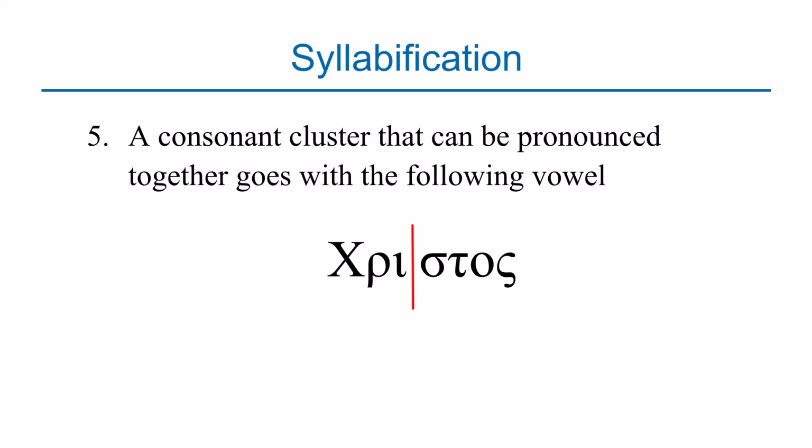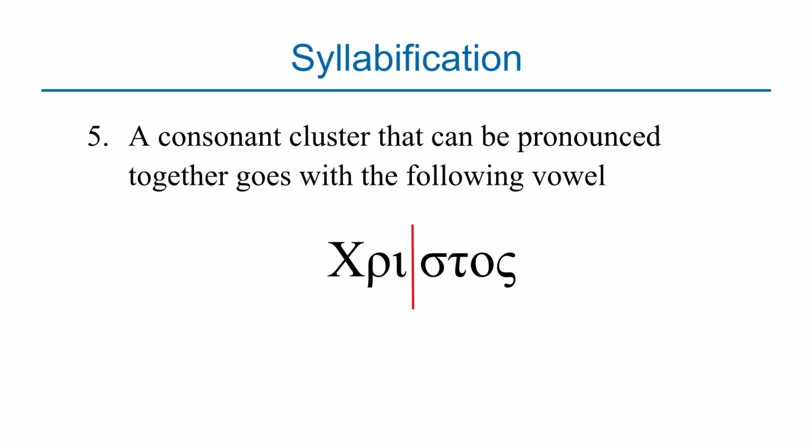For example, here we have chi, which is ch in English, and we have ro, which is r. So you have chr, and chr can be pronounced. What we mean by can be pronounced is that the letters that are next to each other can begin a word in English or in Greek. For example, you have chr, and chr can begin a word in English as well as in Greek. For example, in this case, you have Christos, and Christos means Christ. And because chi and ro can begin a word, we do not divide them as in the previous example.